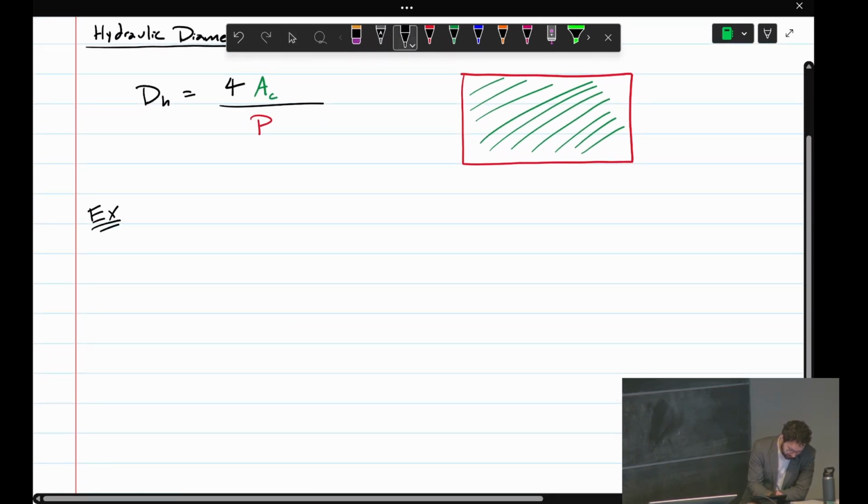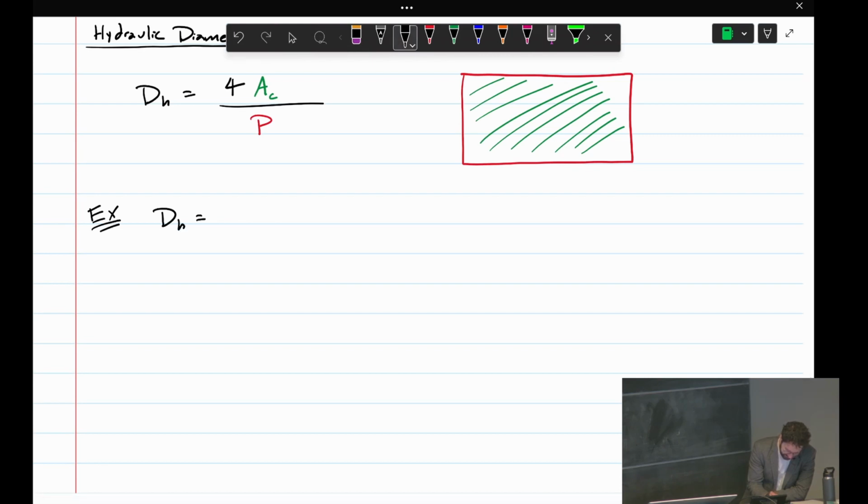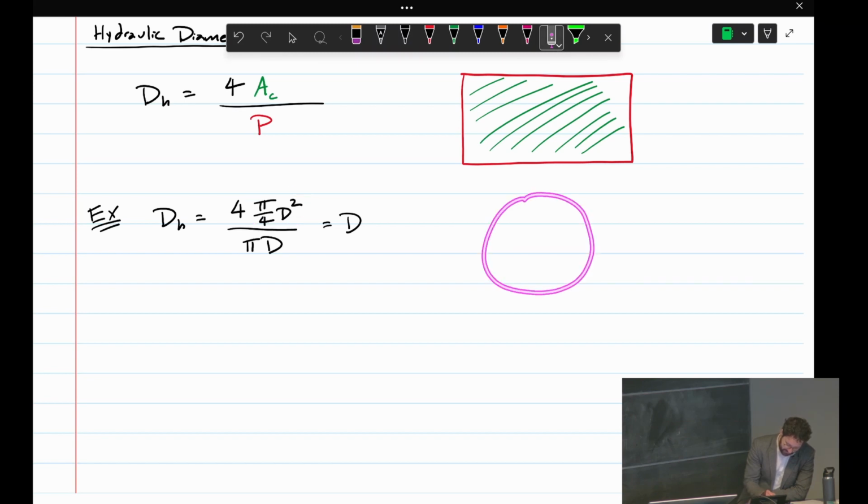For example, for a circle, the hydraulic diameter of our circular cross section is 4 times pi over 4 d squared, over pi d. So that's good. For a circular cross section, our hydraulic diameter is just the diameter. This A_C is pi over 4 d squared, the area of a circle. And then this pi d is the circumference, the length of the perimeter of the circle.